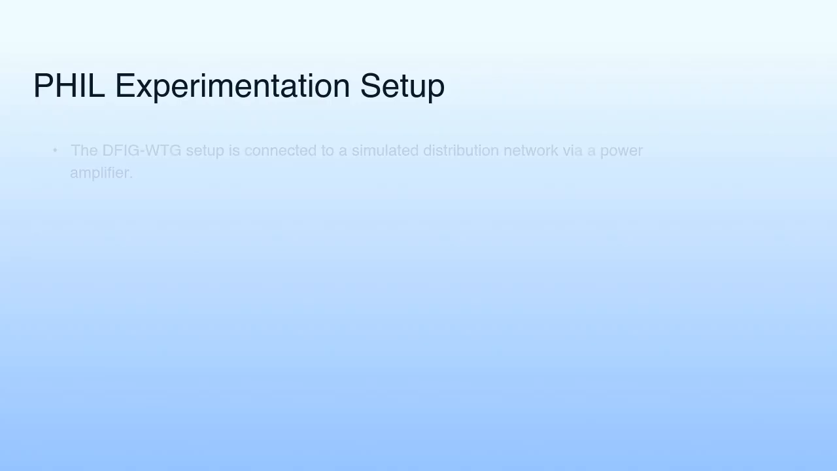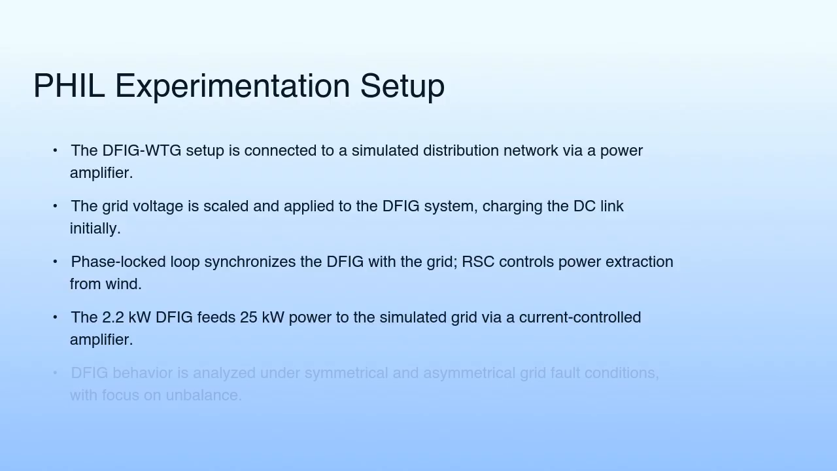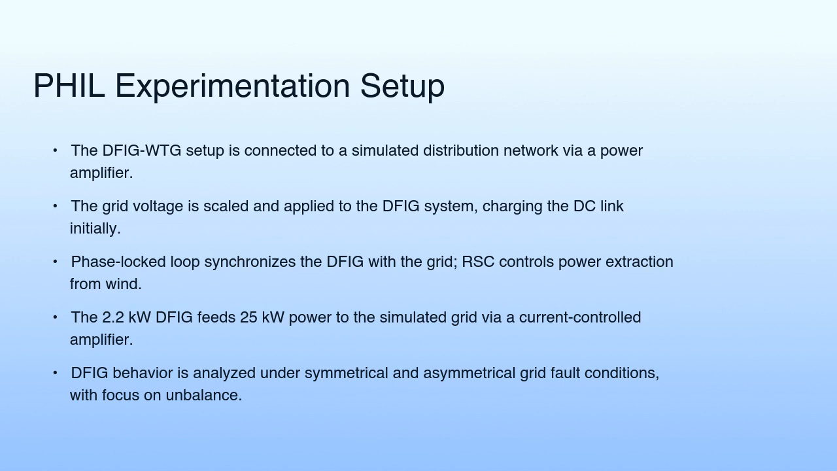In the demonstrated DFIG-WTG setup, a 2.2 kW doubly-fed induction generator is connected to a simulated distribution network through a power amplifier. The grid voltage is scaled and applied to the DFIG system, initially charging the DC link. The phase-locked loop synchronizes the DFIG with the grid, and the rotor side converter controls power extraction from wind.